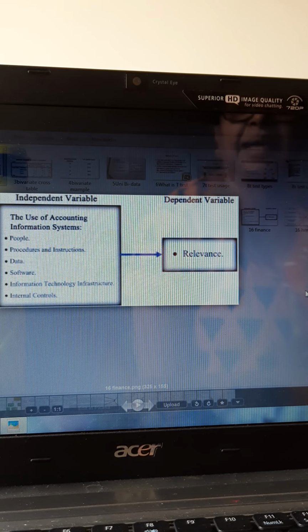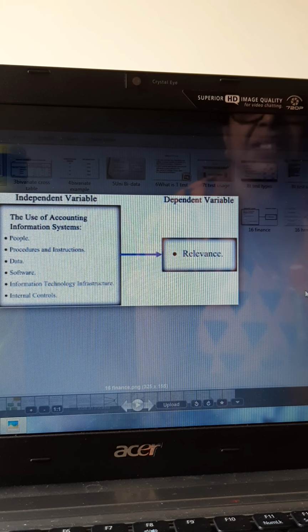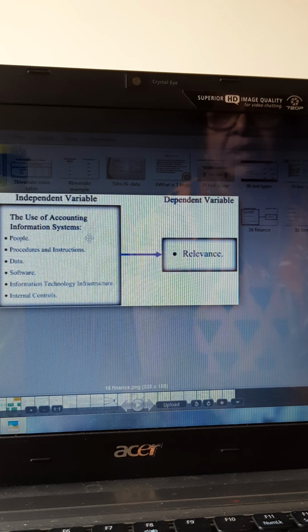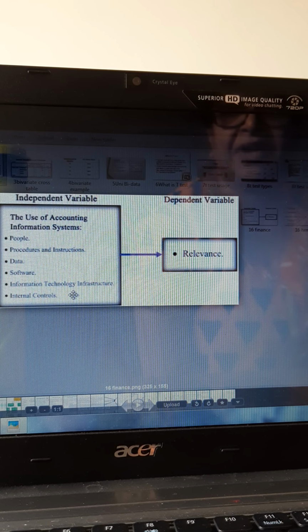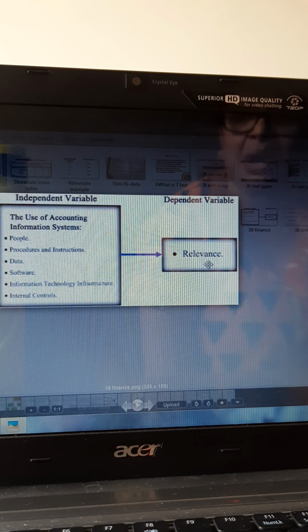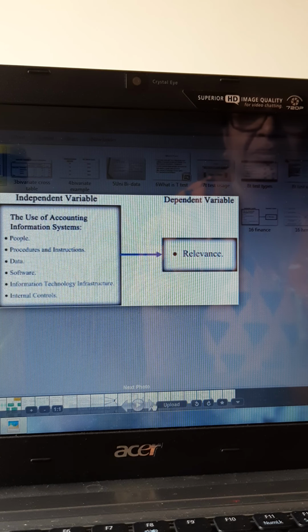So this is an example for use of accounting information system for finance students. Okay, people, procedure, data, software, internet, all these are independent variables. What is it dependent on? Relevance of the accounting system to the organization. Okay.